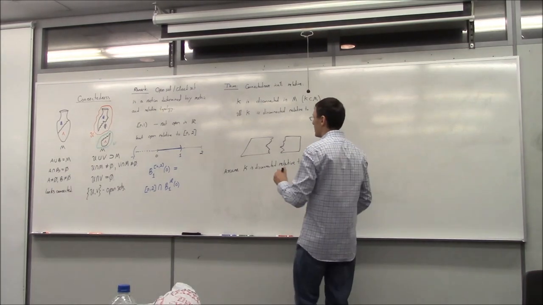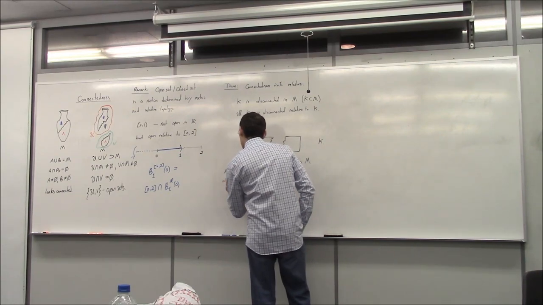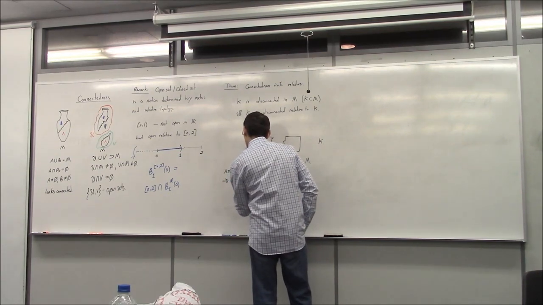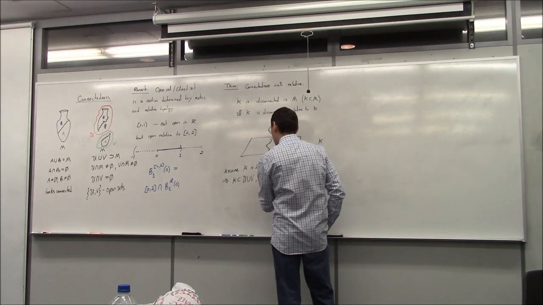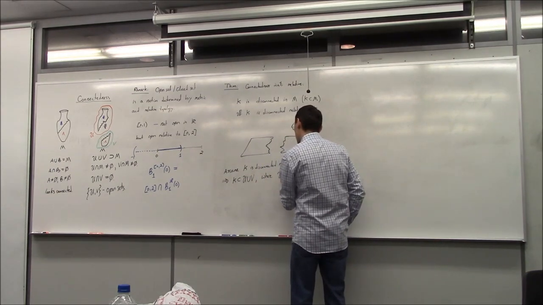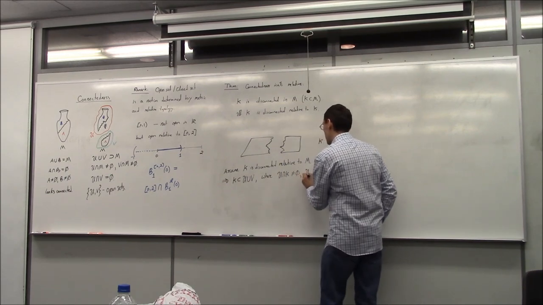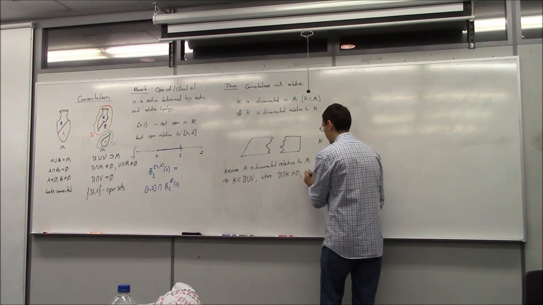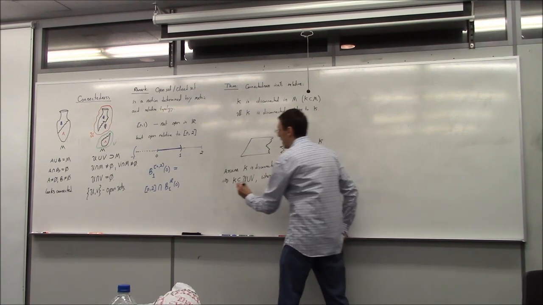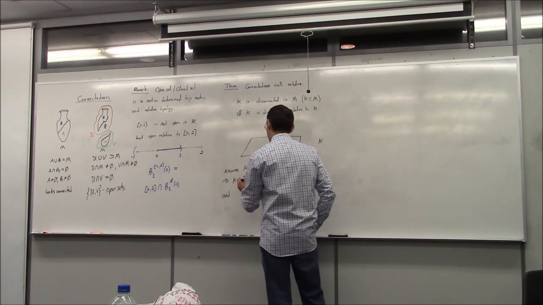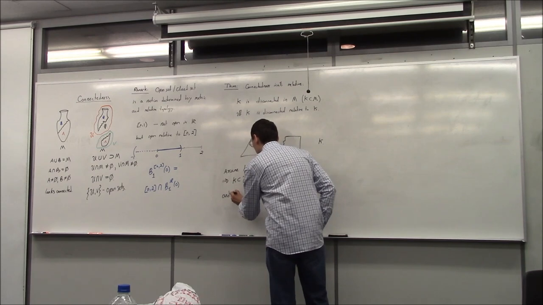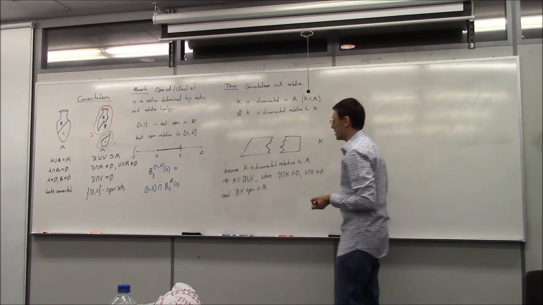So what does it imply? It implies that K is contained in U union V, where U intersection K is not empty, V intersection K is not empty, and U, V are open in M. So there are these open sets giving the disconnection in M.